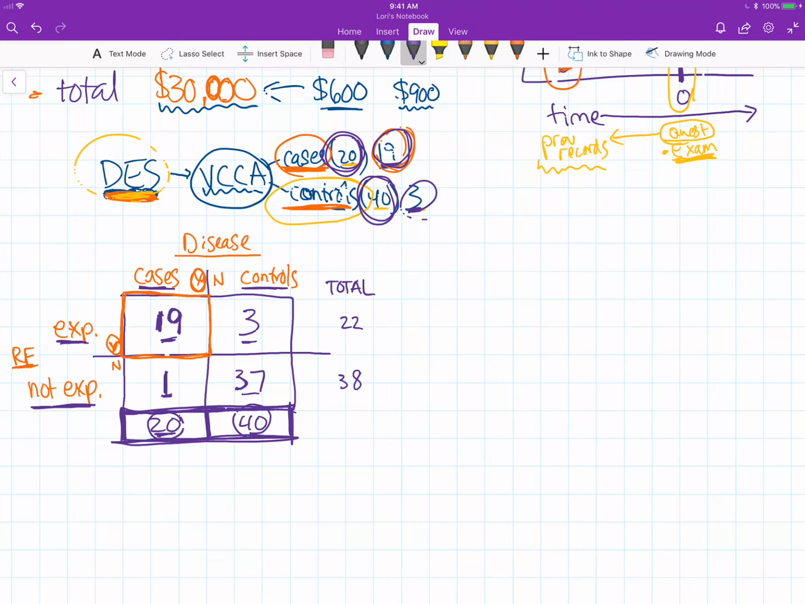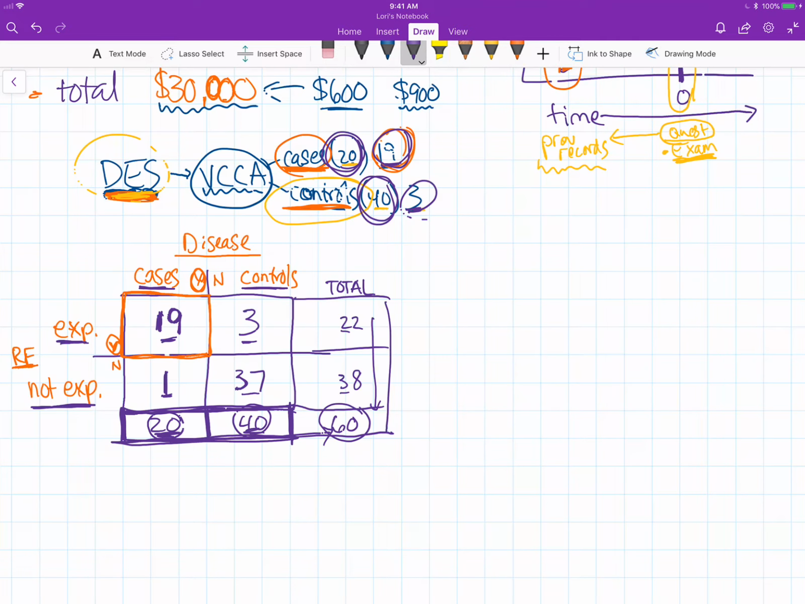All of these should ultimately add up to the same total, right? 20 plus 40 is equal to 60. I sure hope that 22 plus 38 is equal to 60, and it is. So if I've done the math correctly, both directions should add to the same total. So this is my grand total. 60 is my grand total.